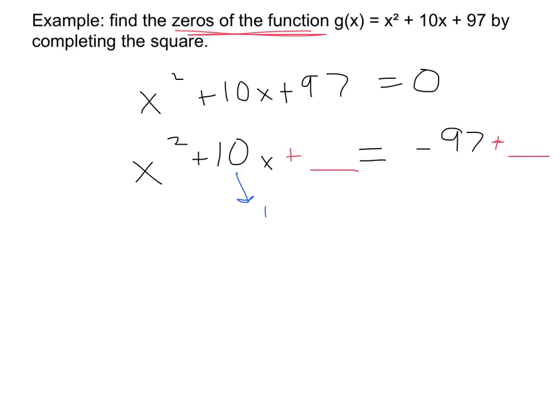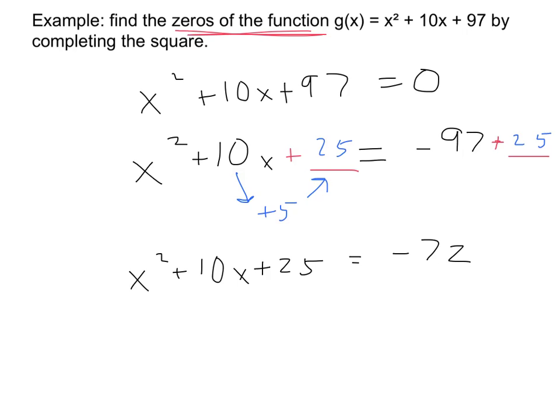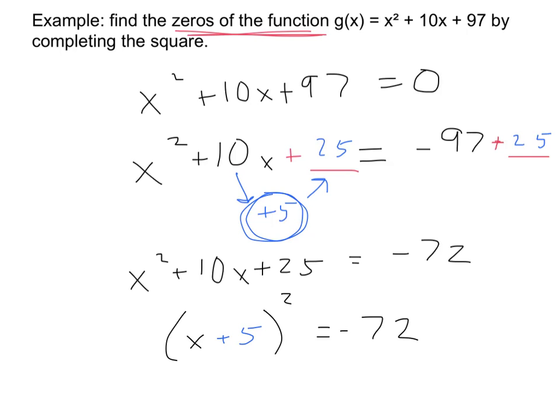Next up, half this middle term is positive 5. So when I square that, I get 25. And 25 is the number that's added to both sides of the equation, so that I can get this to work out nicely. So I can get my perfect square trinomial. So the left-hand side is x squared plus 10x plus 25. The right-hand side, we have negative 97 plus 25. That's negative 72. The left-hand side, because we completed the square here, we automatically know this is going to factor as x plus 5, using this plus 5 from here, squared, equals negative 72.